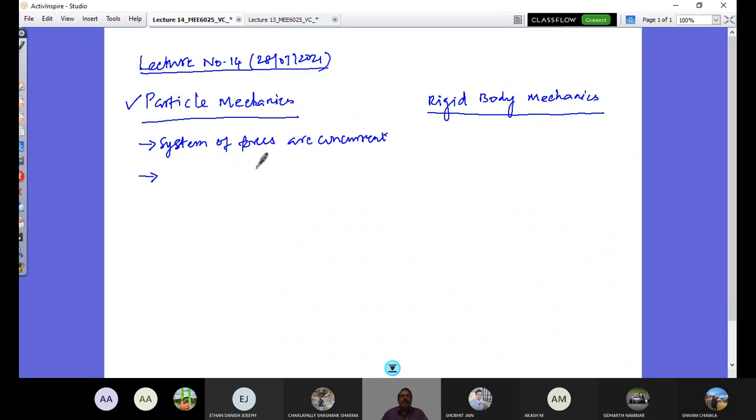So this concurrent system of force resultant would result in what effect on a body? A translational effect, or translational motion.